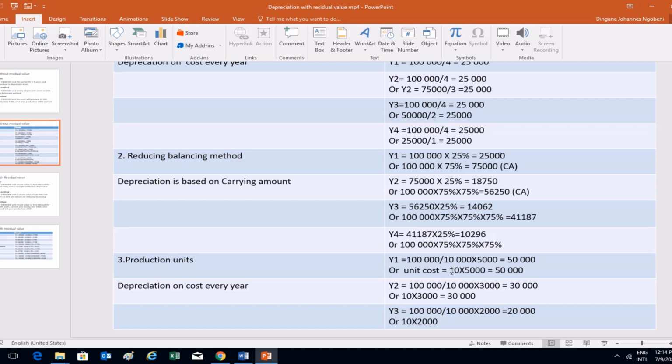How many units did I produce? 5,000. 10 times 5,000 gives me 50,000. It's the same as the one above. Come here to year 2, the same. 100,000 divided by 10,000 times 3,000 is equal to this. Or 10 times 3,000. And you can see what we are saying. Depreciation is on cost every year. Then this is how you calculate your depreciation.